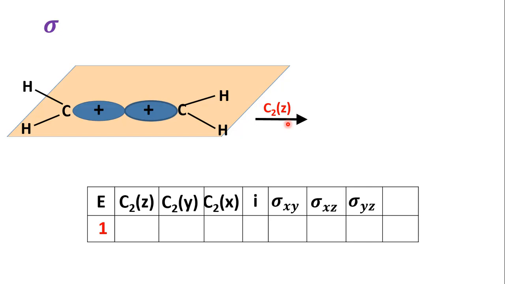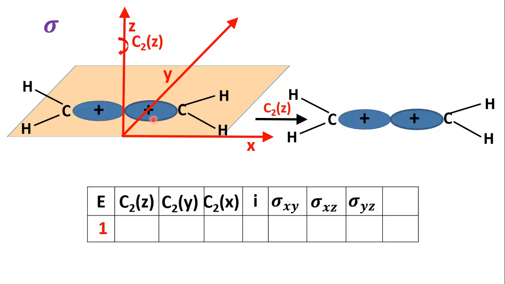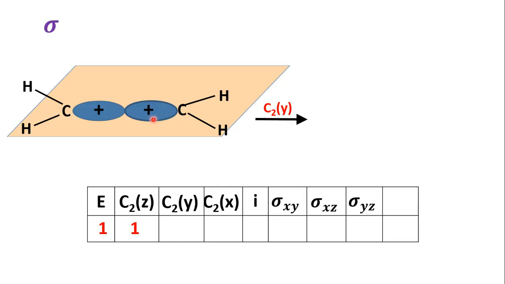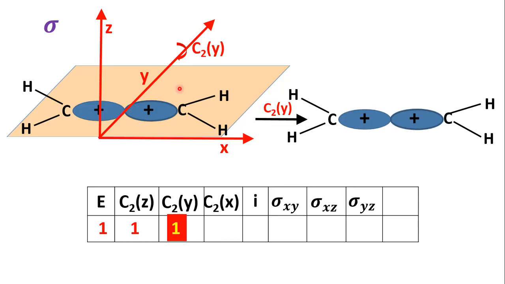Now we will apply C2z, that is the rotation of 180 degrees about the axis, and see what happens. This is the z-axis, which is perpendicular to the molecular plane and bisecting the two positive lobes. We rotate through 180 degrees. Signs are not changed, and so the value is 1. Then we come to C2y, that is a rotation of 180 degrees about the y-axis. The y-axis is present in between the two positive lobes in the molecular plane. When you rotate through 180 degrees, the signs are unchanged, and so the value is 1.